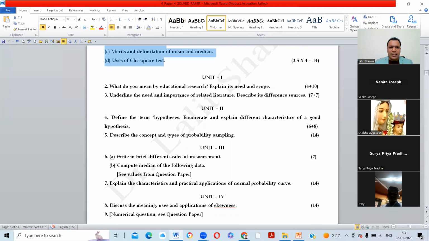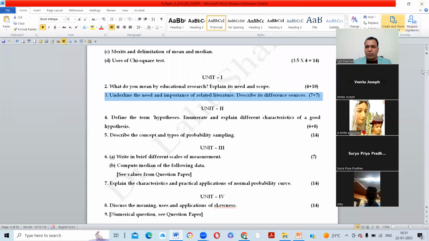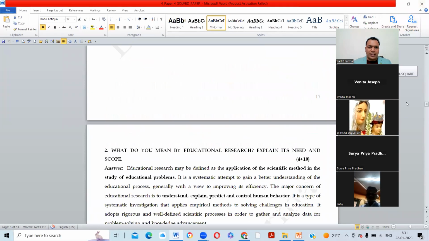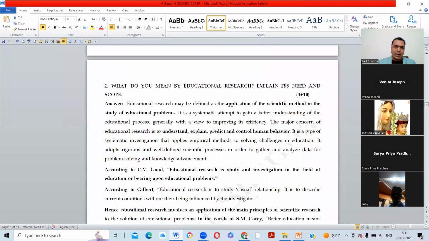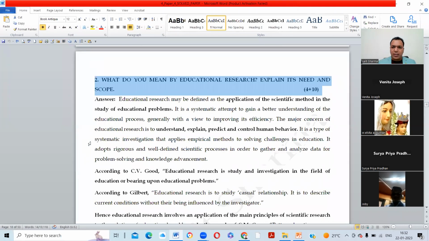So unit 1: what do you mean by educational research, and underline the need and importance of related literature. First of all, we talk about educational research. This is the question, you can see. Now, another tip, because it is an exam preparation class: learn the question once, twice, thrice. At least before attempting the answer, you have to learn the question three times.